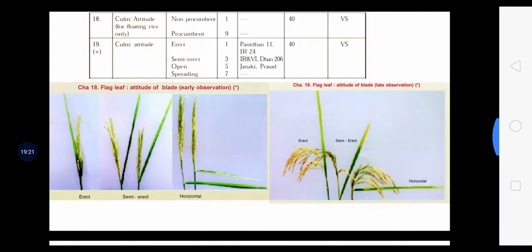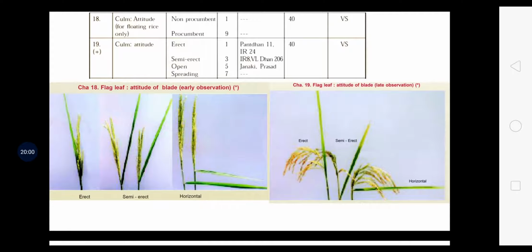Coming to the 18th characteristic, that is culm attitude for floating rice only. That means please remember the 18th characteristic is meant only for the floating rice. Here non-procumbent is called as 1 and procumbent is called as 9. How the attitude of the culm is differentiated, it is given in figure. See, the angle between the panicle and the flag or boot leaf gives this particular character. Non-procumbent is given as 1 and procumbent is given as 9.